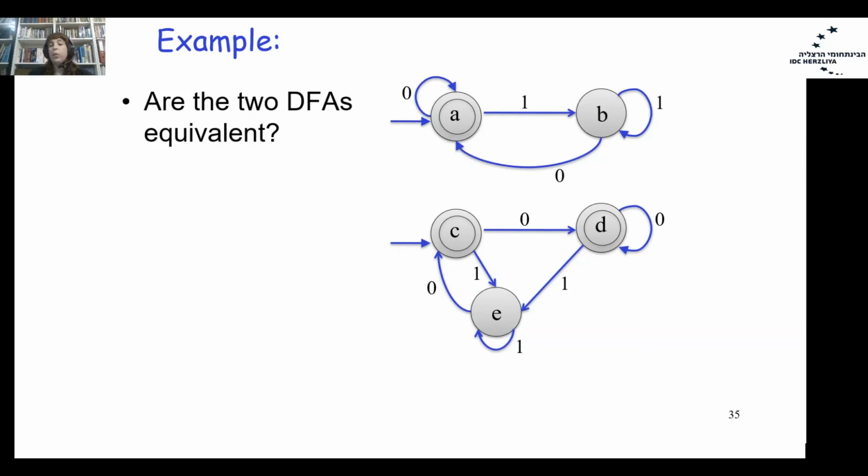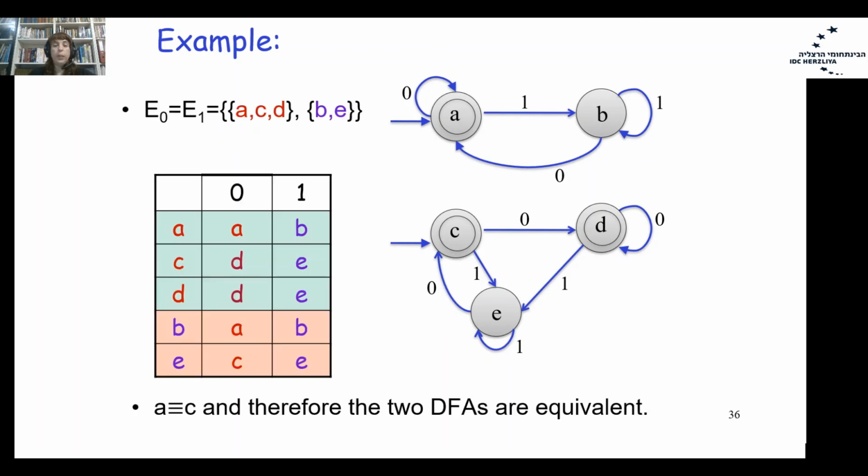We have here two DFAs, and the question is: are the two DFAs equivalent? Let's build in our mind the union automaton, and we know that with an empty word, we can separate the states A, C, D into one class and B and E into the other class.